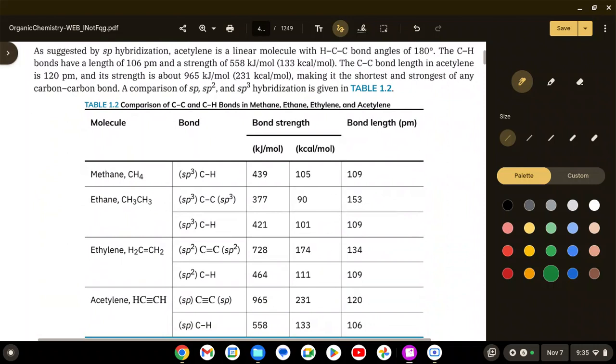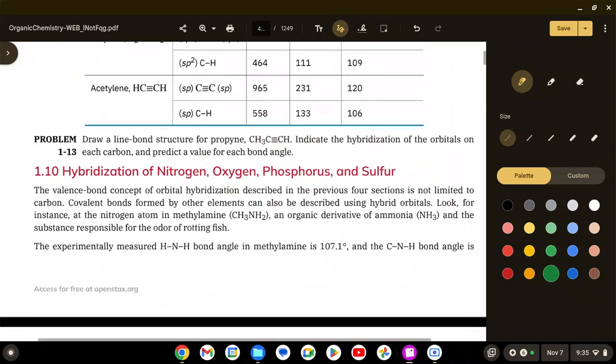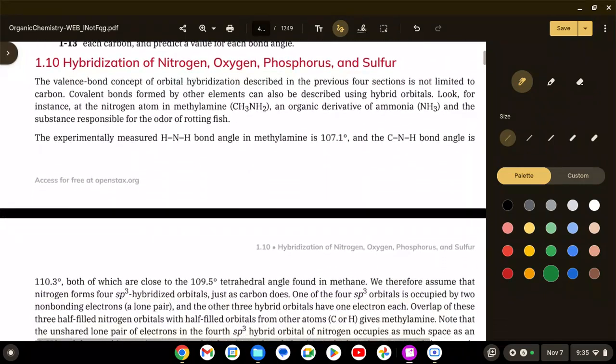A comparison of sp, sp2, and sp3 hybridization is given. And it just shows bond lengths and stuff. 1.10, hybridization of nitrogen, oxygen, phosphorus, and sulfur. The valence bond concept of orbital hybridization described in the previous 4 sections is not limited to carbon. Covalent bonds formed by other elements can also be described using hybrid orbitals.